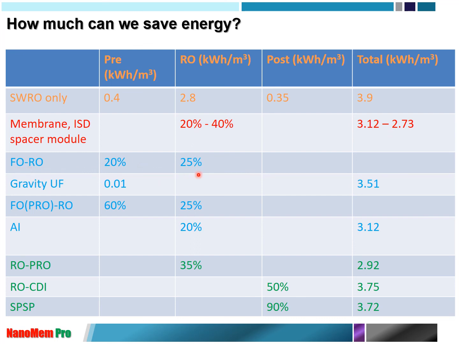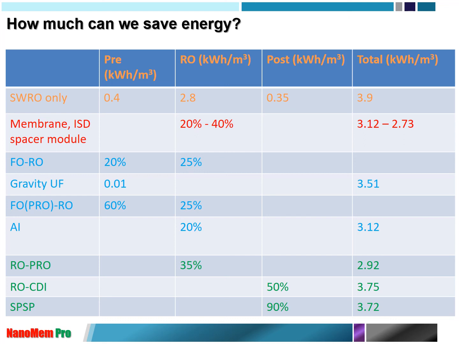And for RO, 20%, 25% saving. Gravity ultrafiltration 0.101, and then F4RO hybrid system, PRO hybrid system 60%, 25%. Also, artificial intelligence and machine learning can save 20% of your RO energy, 3.12. So the RO-PRO process can be combined for 35% overall energy saving. RO-CDI gives 50% of the post-treatment saving. Also, split partial single pass can save around 90% of post-treatment, which is 3.72 kilowatt hour per cubic meter.